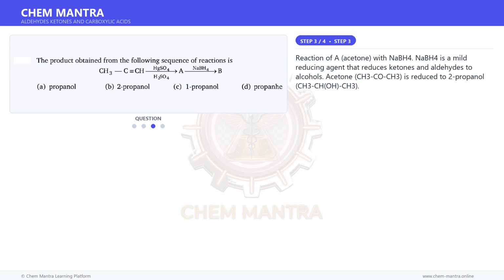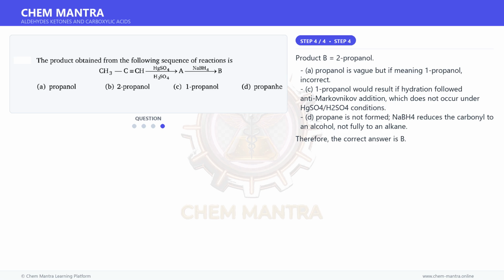Moving on to the next step. Reaction of A, acetone, with NaBH4. NaBH4 is a mild reducing agent that reduces ketones and aldehydes to alcohols. Acetone, CH3COCH3, is reduced to 2-propanol, CH3CH(OH)CH3. And for the final step, product B is 2-propanol.